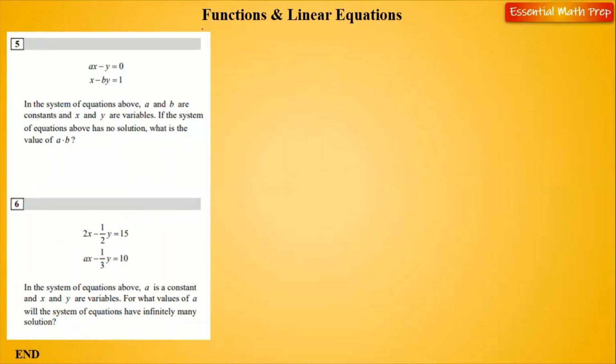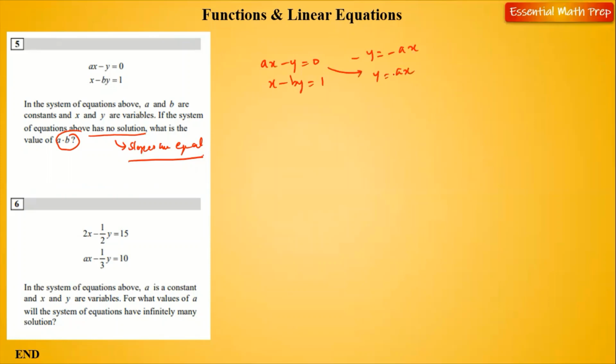If the system of equations has no solution, remember we said that, so that means we're trying to compare the slopes so that we can solve for a dot b. If the system has no solution, that means the slopes are equal, right? That's what we did in the earlier problem. So let's convert both of these expressions into slope intercept form. Negative y equals negative ax, or y equals ax. That's this expression right here.